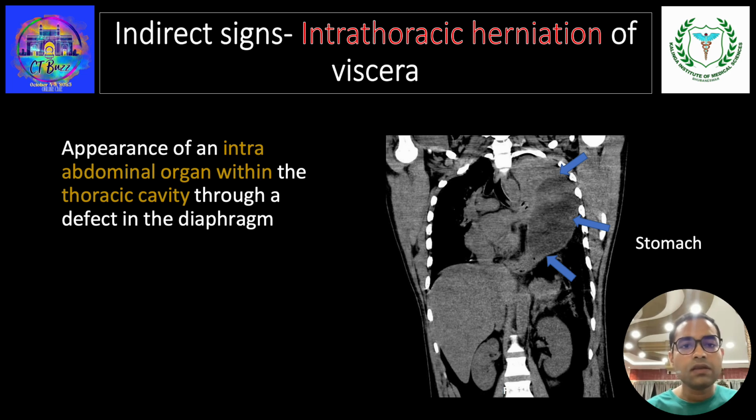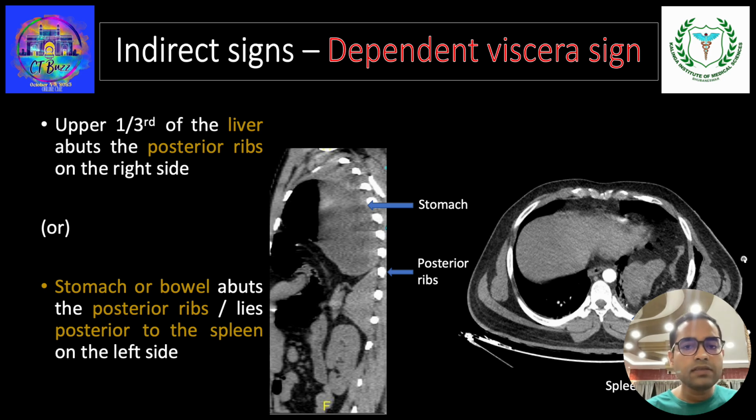Then indirect signs like intrathoracic herniation of the viscera. Appearance of an intra-abdominal organ within the thoracic cavity through a defect in the diaphragm. Here we can see there is a defect in the diaphragm and we can see the abdominal viscera like the stomach protruding into the thoracic cavity. Then indirect signs like dependent viscera sign, where here you can see the upper one-third of the liver abuts the posterior ribs on the right side, or stomach and bowel abut the posterior ribs and lie posterior to the spleen on the left side.